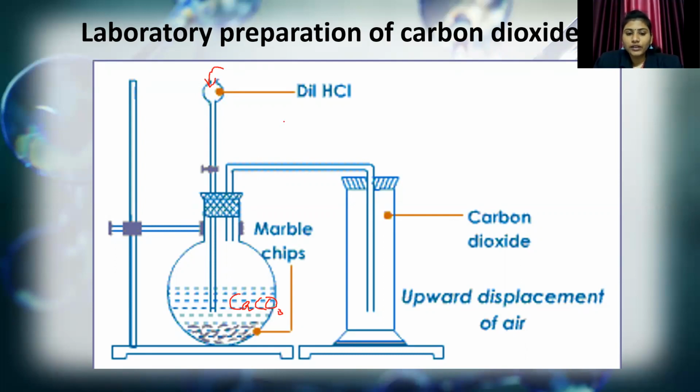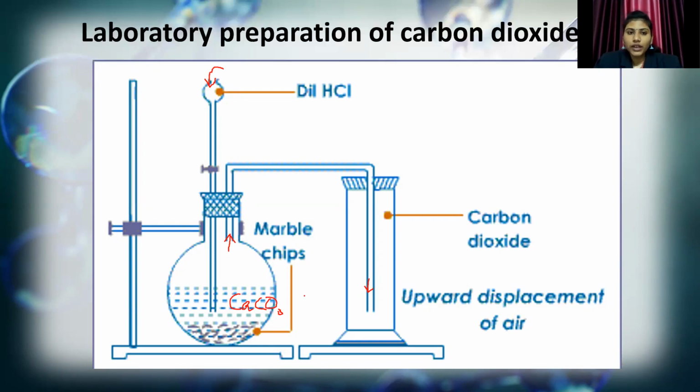Whenever dilute HCl comes in contact with the calcium carbonate, it reacts with the calcium carbonate and forms calcium chloride and carbon dioxide. Here carbon dioxide is a gas, so it will go through this delivery tube and we can collect it in this collection jar. The method of collecting here is upward displacement of air, because carbon dioxide is denser than air, or heavier than air, so we can use the upward displacement of air method for collecting carbon dioxide.